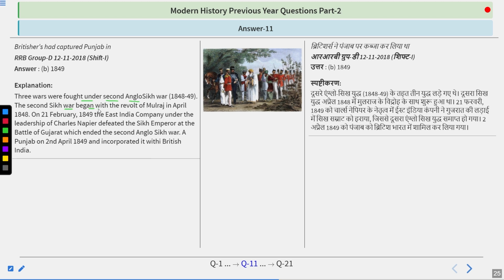The Second Sikh War began with the revolt of Mulraj in April 1848. On 21st February 1849, the East India Company, under the leadership of Charles Napier, defeated the Sikh Emperor at the Battle of Gujarat, which ended the Second Anglo-Sikh War. The Company annexed Punjab on 2nd April 1849 and incorporated it with British India. So it was 1849, the decisive year.